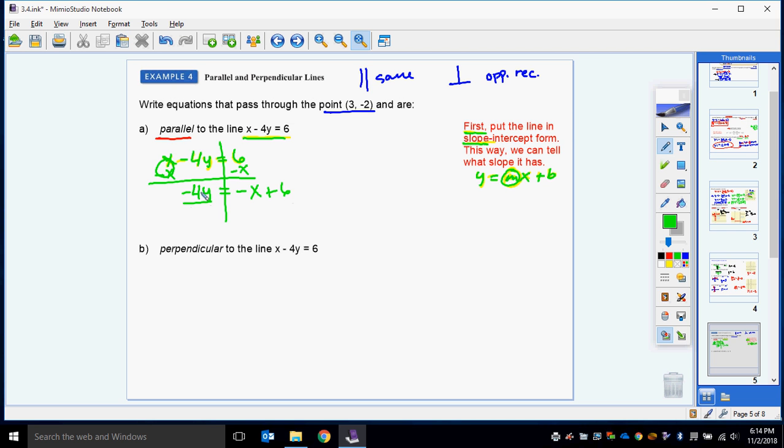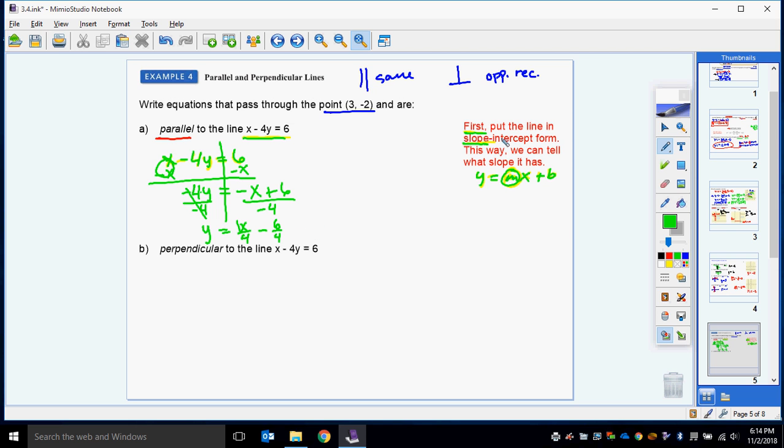Next, to get rid of the times by negative 4, I'm going to divide by negative 4. And when I multiply or divide, I have to do it by everything. So my negative 4's will 1 out, and I'm left with 1y. A negative divided by a negative would be a positive: 1x over 4, or 1/4 x would work. And then a positive divided by a negative would be a negative: 6 over 4. I could leave it as 6 over 4, or I could simplify it to 3/2.